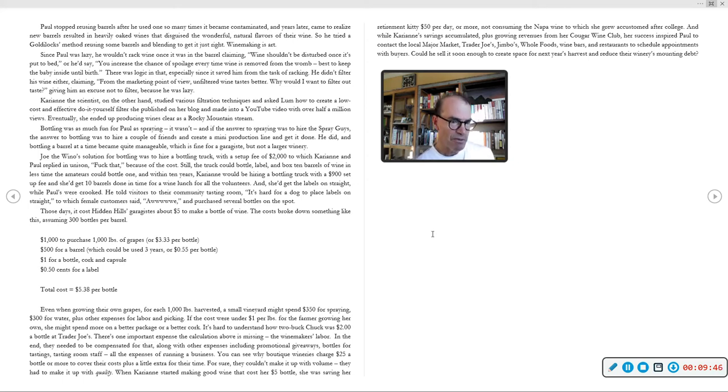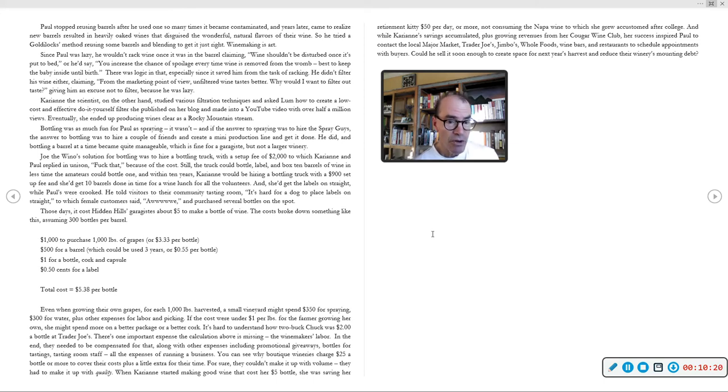Bottling was as much fun for Paul as spraying. It wasn't. And if the answer to spraying was to hire the spray guys, the answer to bottling was to hire a couple of friends and create a mini production line and get it done. He did, and bottling a barrel at a time became quite manageable, which is fine for a garagiste, but not a larger winery. Joe the Wino's solution for bottling was to hire a bottling truck, with a setup fee of $2,000, to which Carrie and Paul replied in unison, "Fuck that," because of the cost.